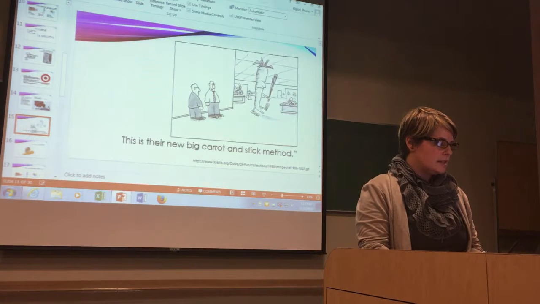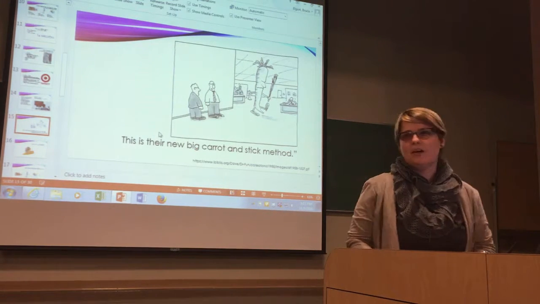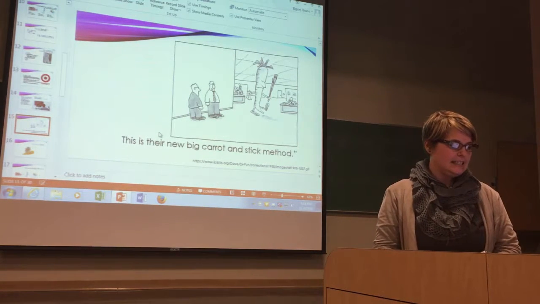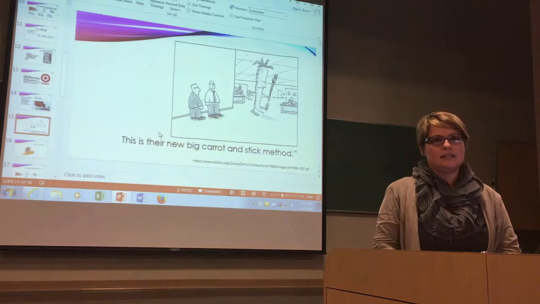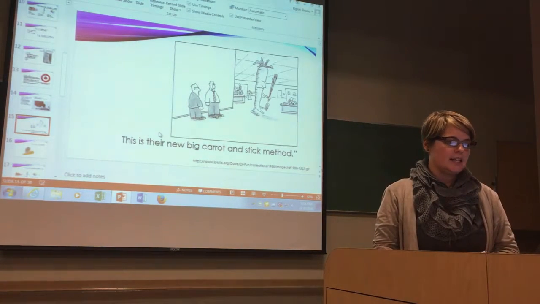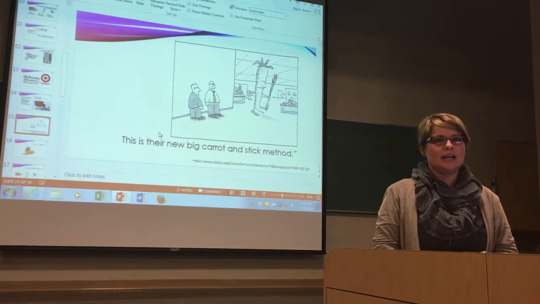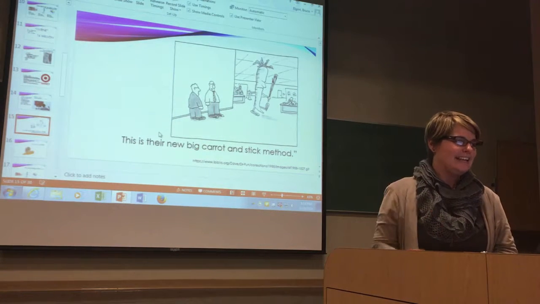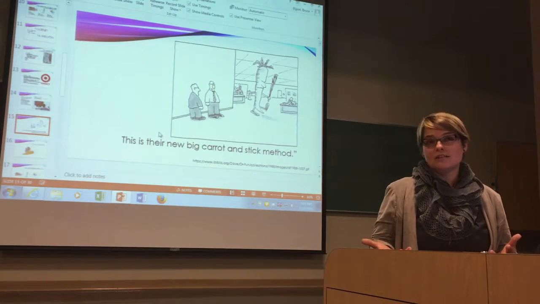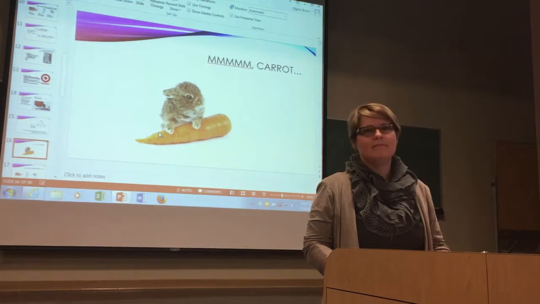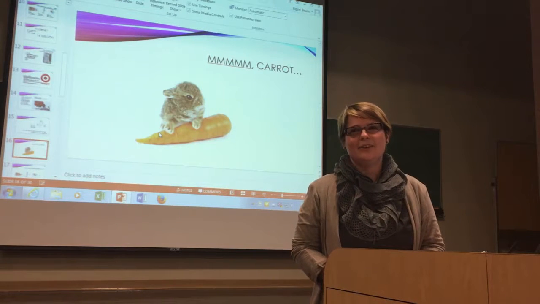But that aspect of things is, this is my cartoon about the carrot and the stick. Everyone's always joking about the carrot and the stick. This is their new big carrot and stick method. So in case you can't see it, there's 2 office people standing there, and there's walking down the hallway, big giant carrot, like a big bird-sized carrot with a big stick, right? So the big stick is the lawsuits, and then the carrot side of it, carrots. We all love carrots.